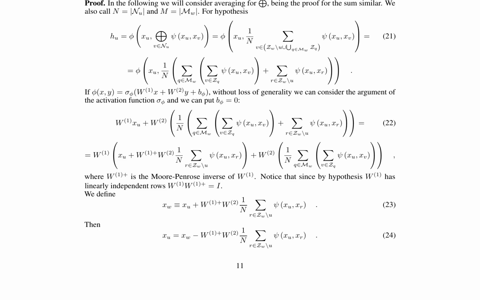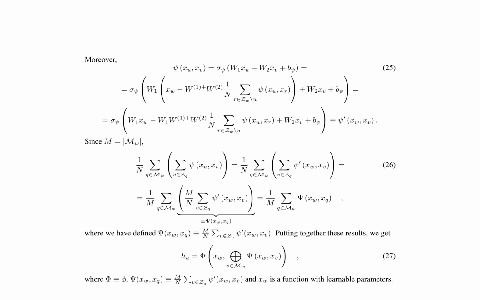The update function of a message-passing GNN is then analyzed, showing how it can be rewritten in terms of the decimated graph. This involves defining new neural networks phi and psi, which are used to transform the original update function. The proof involves a series of algebraic manipulations, utilizing the properties of the Moore-Penrose inverse and the linearity of the rows of the matrix W1. The final result demonstrates the equivalence between the original and decimated graph update functions, highlighting the significance of this finding in the context of GNNs.